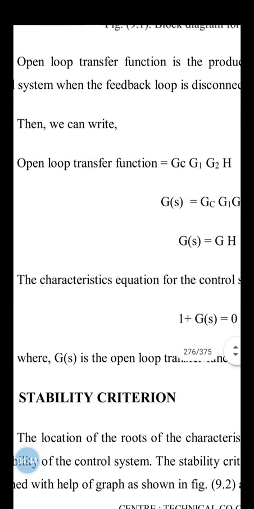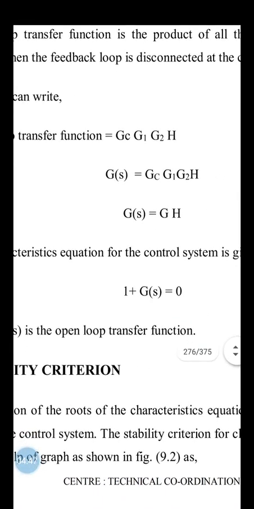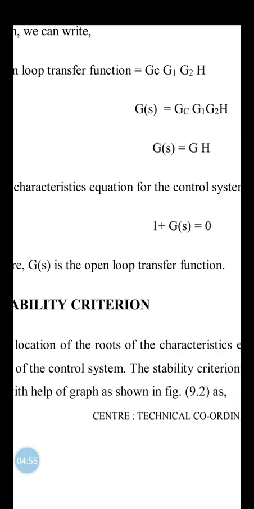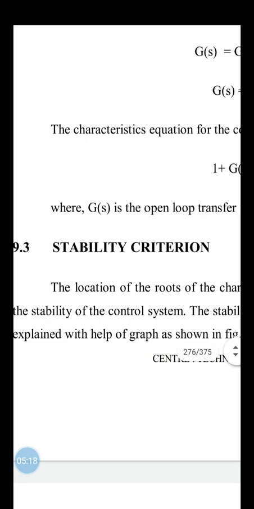We can write G(s) equal to G into H. Then the characteristic equation for the given control system is 1 plus G(s) equal to 0, where G(s) is called the open loop transfer function. So this is the characteristic equation, 1 plus G(s) equal to 0, and we are going to take this equation as a basis for finding the Routh-Hurwitz stability criteria. Before that, we will discuss the graphical representation of stability.